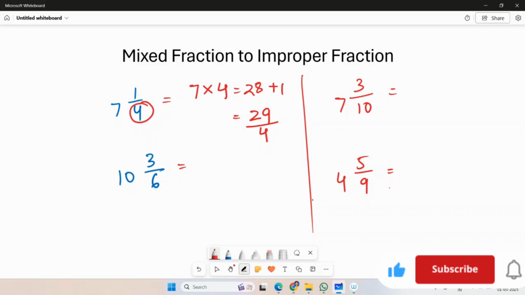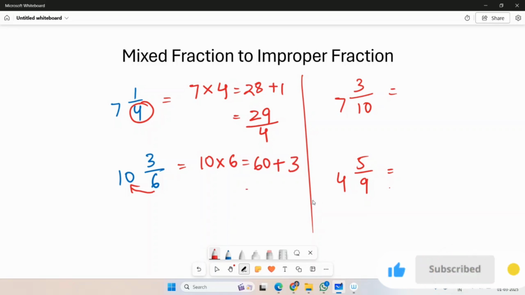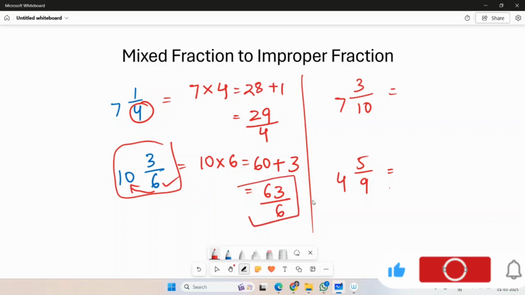Similarly, here 10 as the whole number, 3 is the numerator, 6 is the denominator. Let's multiply denominator times whole number. 10 as the whole number, 6 is the denominator, 10 times 6 is 60 and our numerator is 3. So 60 plus 3 is 63 and denominator stays the same. 10 3 by 6 is a mixed fraction. If we convert into improper fraction, we will get 63 upon 6.